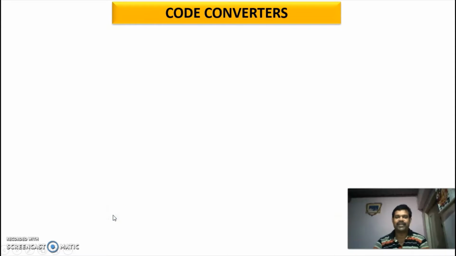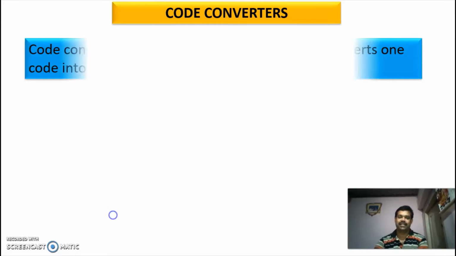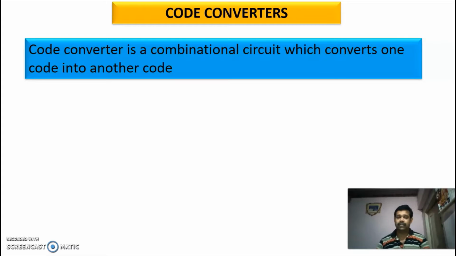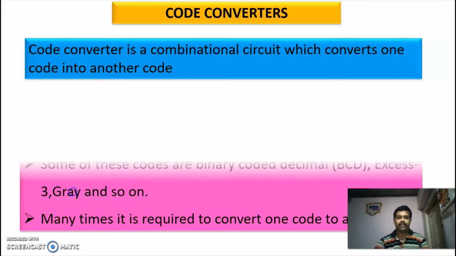Next topic we are going to see is code converters. So what is a code converter? A code converter is a combinational circuit which converts one code into another code.